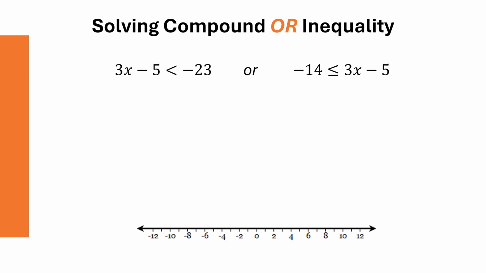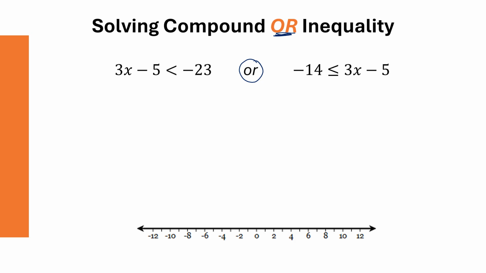Solve this compound inequality. We know that this is an OR inequality because the problem explicitly says OR between the two inequalities. So to find the solutions for this compound inequality, we solve for x for each inequality.